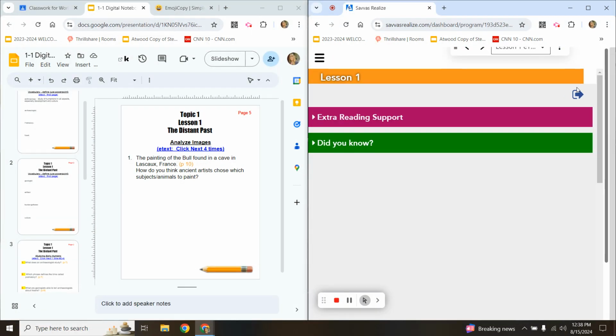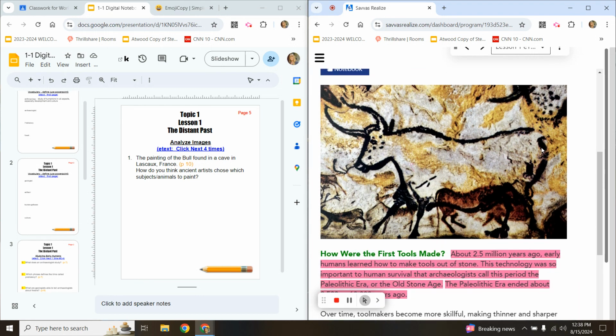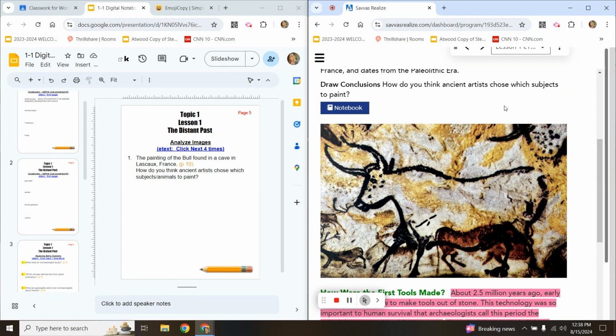Make sure to get rid of this wall if you are split screen. Yes, I'm on the right page. So this page is looking at this painting. This is a cave painting. The painting of the bull. It was found in a cave in France.